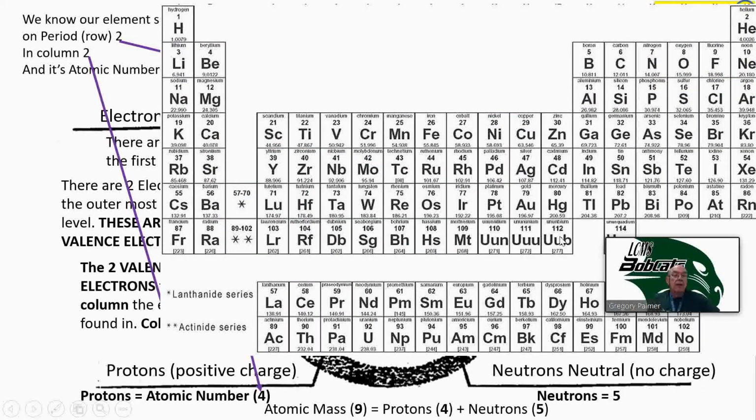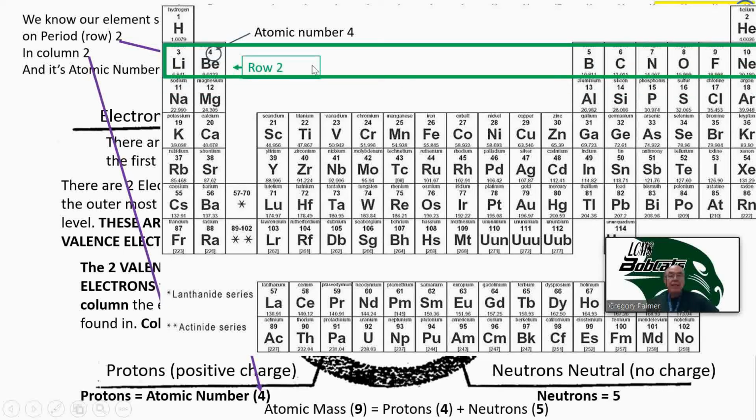So here's the periodic table. The atomic number is 4. So this element should be beryllium. But we also thought it should be on the second row, and we thought it should be in the second column. The rows go across, so hydrogen and helium are the first row, and the second row is lithium, beryllium, boron, carbon, nitrogen, oxygen, fluorine, and neon.